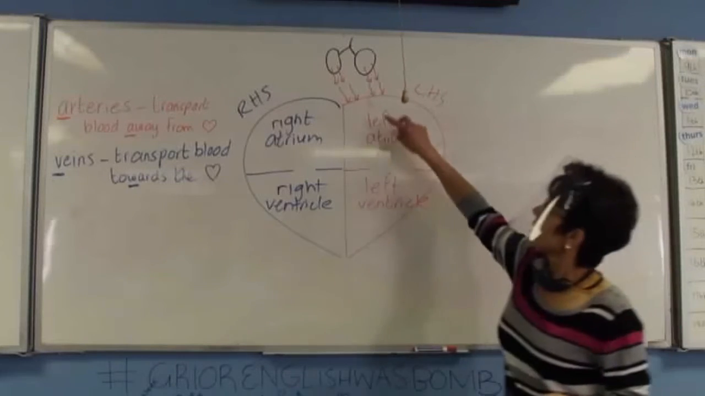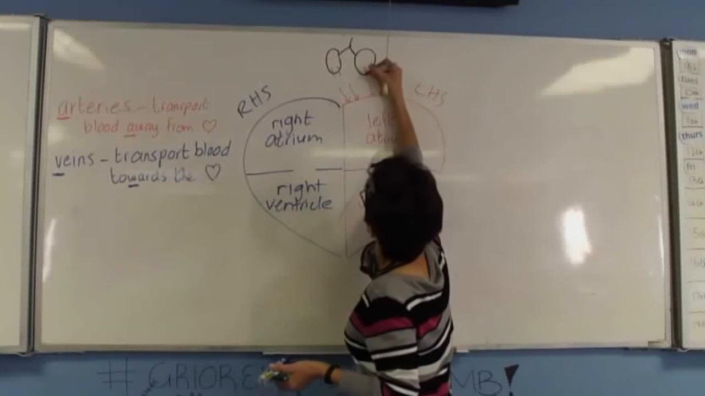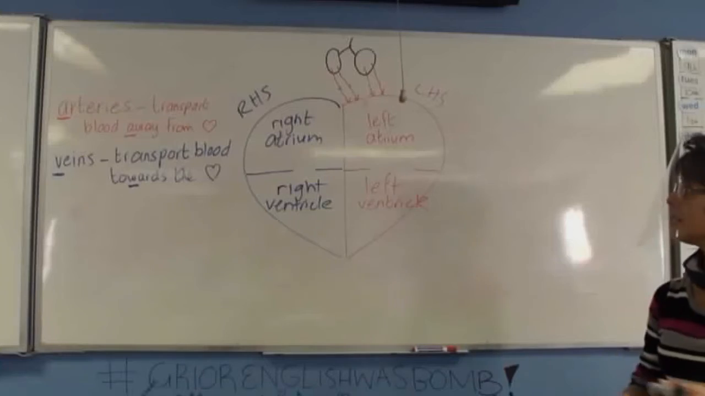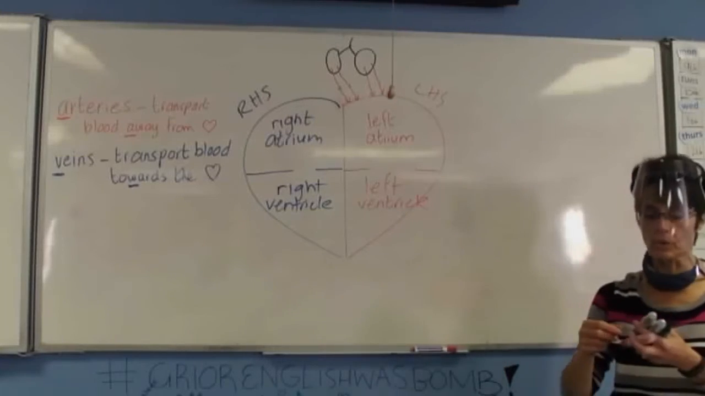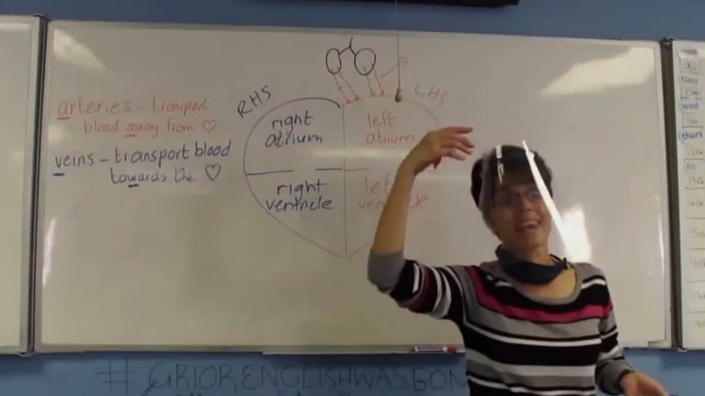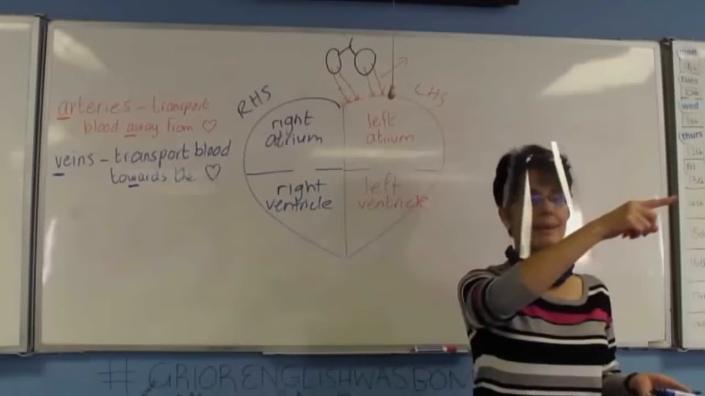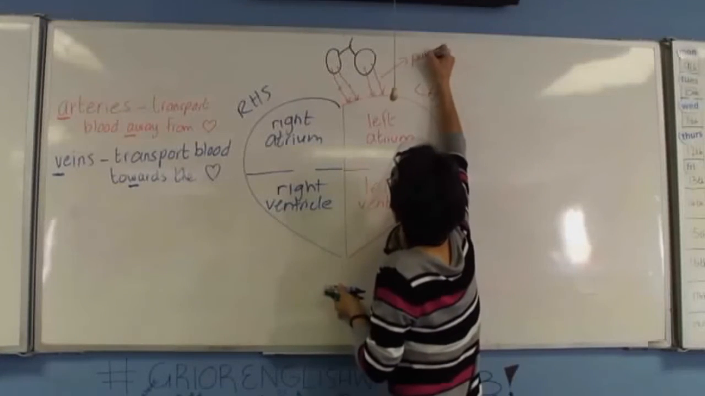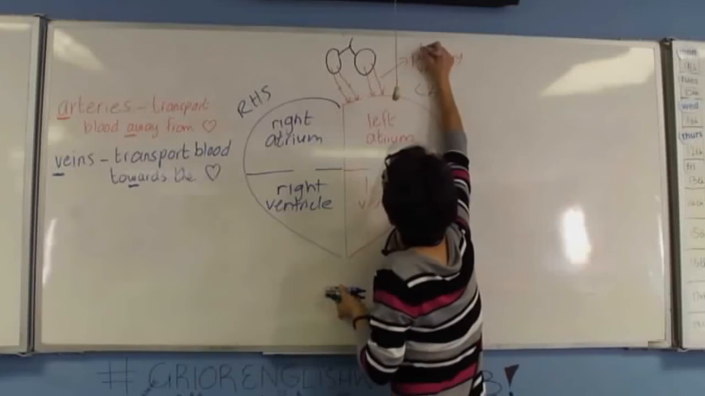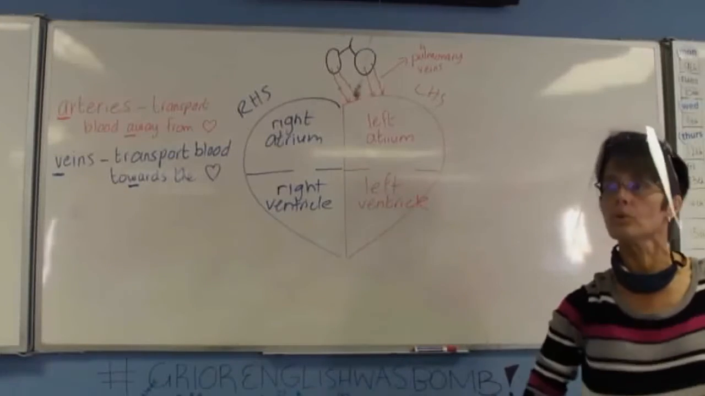Alright, so 2 blood vessels transport oxygenated blood away from the lungs towards the heart. So are they arteries or veins? Yes, but they're the only veins that transport oxygenated blood. And because they're transporting blood from the lungs to the heart, what veins are they? Pulmonary. Yes. So pulmonary veins. Pulmonary means from the lungs or towards the lungs.